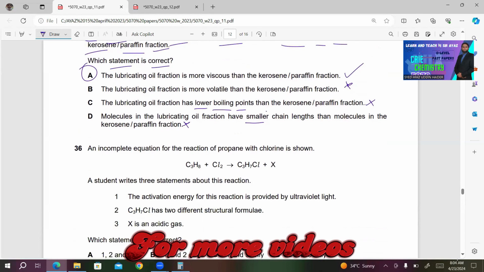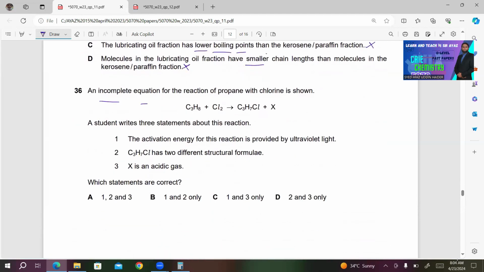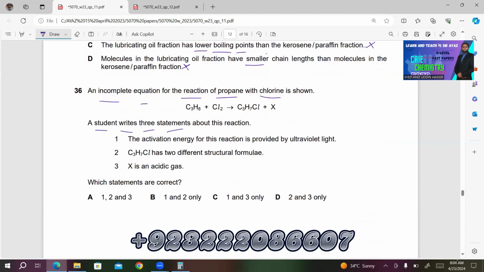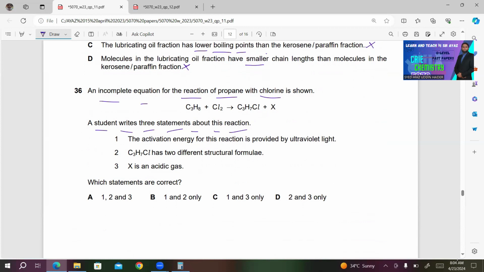36. An incomplete equation for the reaction of propane with chlorine is shown. A student writes 3 statements about this reaction. Number 1, the activation energy for this reaction is provided by ultraviolet light. This statement is correct because it is a reaction in which ultraviolet light provides the activation energy.